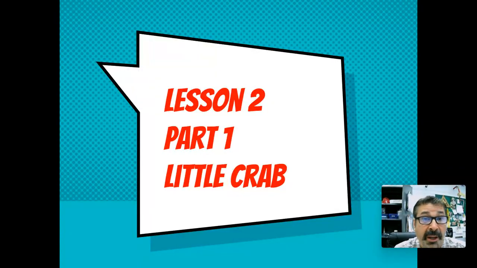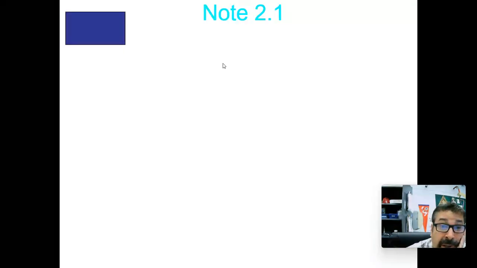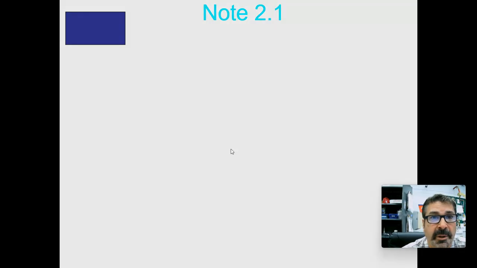Ladies and gentlemen and programmers, we're going to do lesson 2, part 1, little crab. So I have these things at the beginning of your handouts. Make sure you grab some handouts. This is considered the line paper notes, so you can either write line paper notes here or actually on line paper. It's up to you.